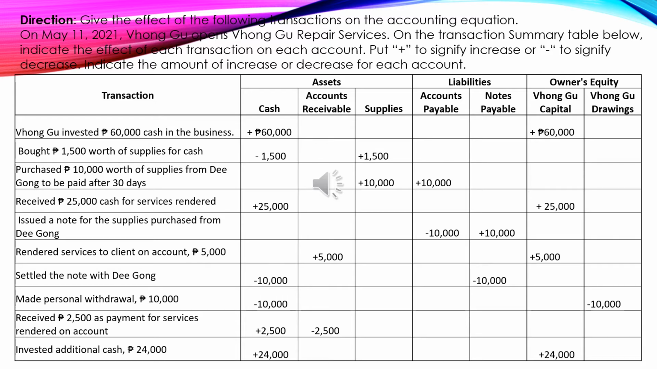So as you can see here, there is a decrease in cash amounting to 1,500 and a corresponding increase in another asset, which is supplies, amounting to 1,500 also.